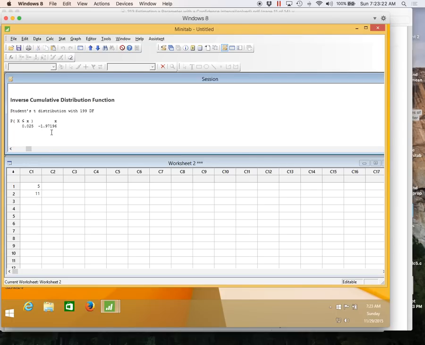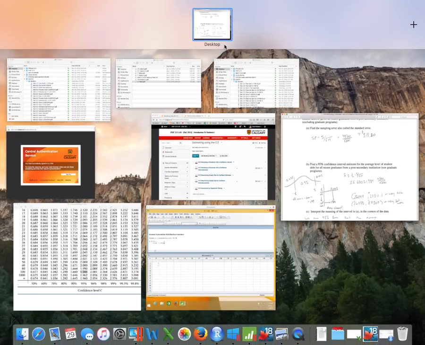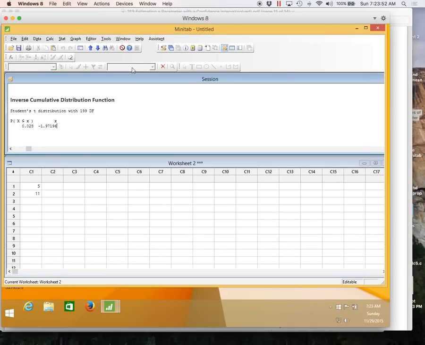Okay, it's giving me the negative, of course. Why is it giving me the negative? I gave it 0.025, so that's why I'm seeing the negative. If you wanted to see the positive, you could say 0.025 plus 0.95, or 0.975, and you would get just the positive counterpart. It would just be positive 1.971. Okay, then if I was doing this by hand, I could use either this value or I could use the value from Minitab. Minitab can actually just calculate it for you without doing it the long way.